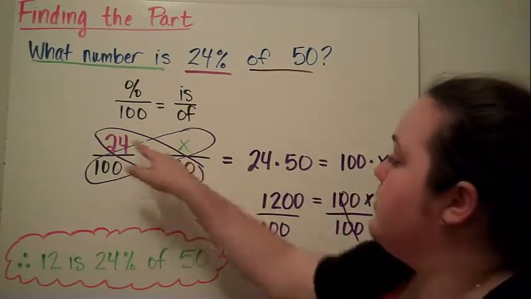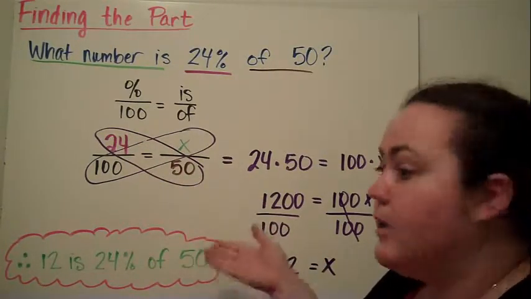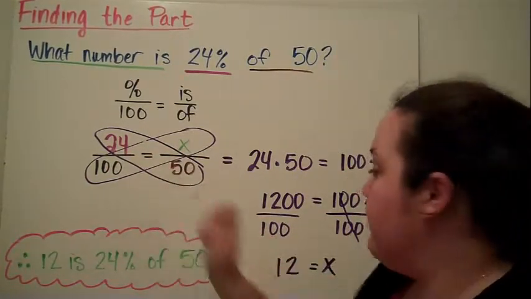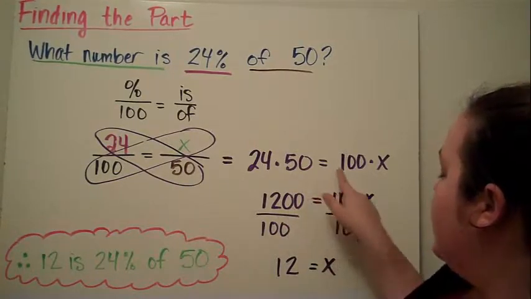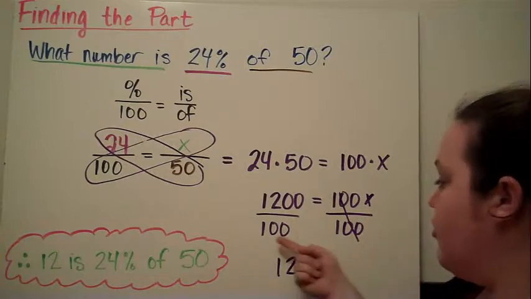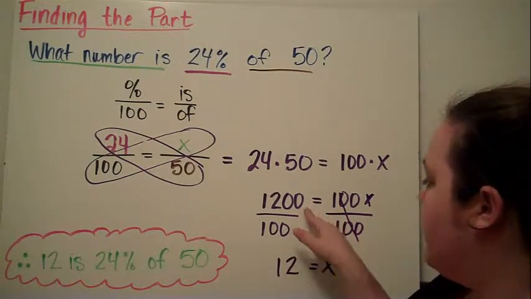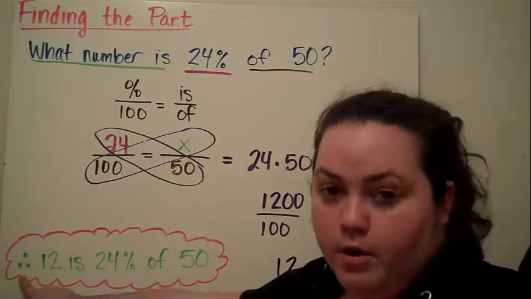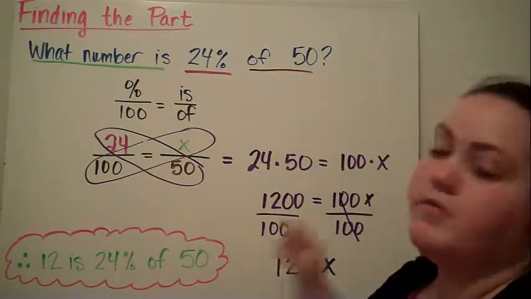Okay, I'm going to cross multiply. Or you could cross multiply diagonals. So these are my diagonals. Divide by the other. Okay, so I do 24 times 50 is 1200 equals 100 times x is 100x. I divide both sides by 100. I get x by itself. X equals, well, 1200 divided by 100 is 12. Therefore, 12 is 24% of 50.